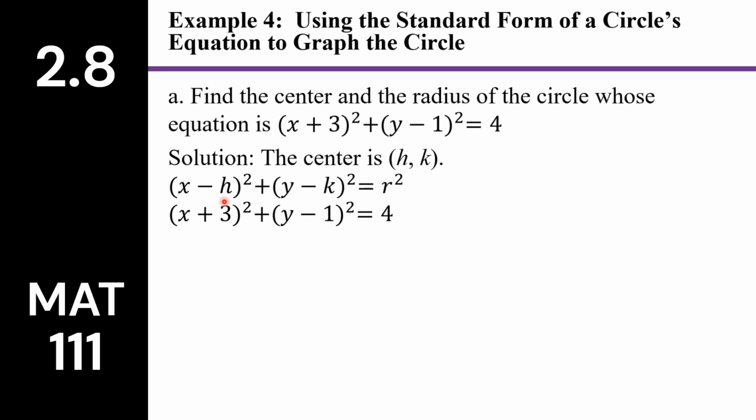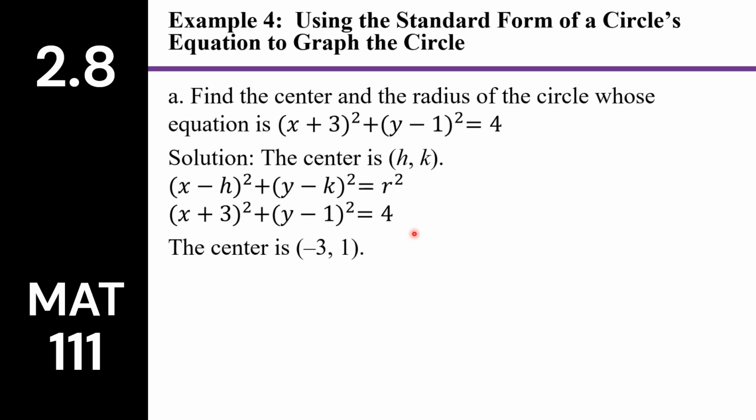So x minus h, this x plus 3 must give us an h of negative 3 because it would be of the form x minus the minus 3. And then for the y-coordinate, y minus 1, so our k value is 1. The signs can be a little tricky because there's negatives in the formula, which means the signs show up the opposite when we're looking at them here. So sometimes you can think of it as changing the signs when you put them into the formula, changing the signs when you take them out.